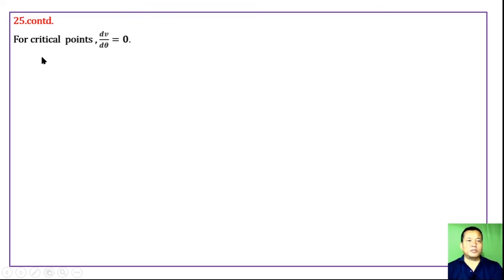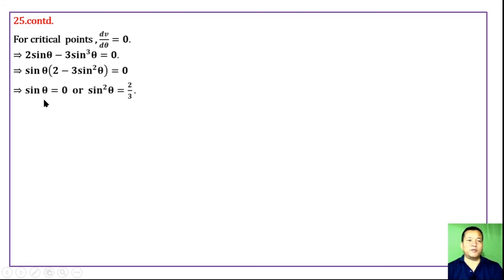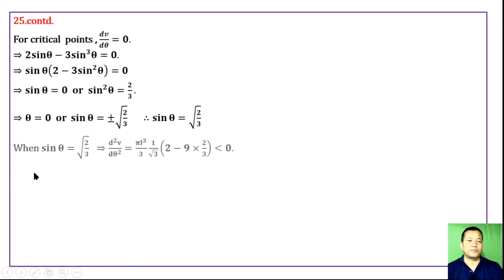Question number 25 continued. For critical points, we have to put dV by d theta equal to 0, whose value is this, which is equal to 0. Factorization gives sin theta is 0 or sin square theta is 2 by 3. Solving, theta equal to 0 or sin theta equal to plus minus square root of 2 by 3. Therefore, sin theta is square root of 2 by 3.